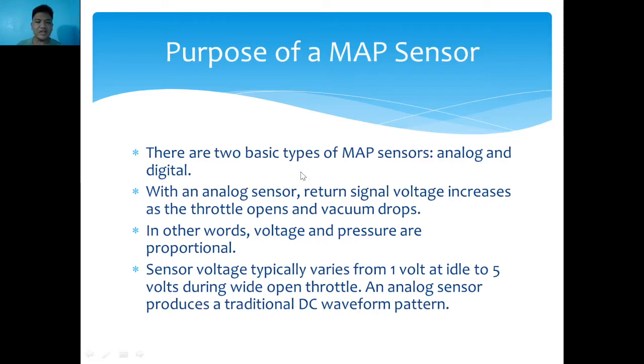So as we have read, it means that an analog type, just like in the previous lesson on the throttle position sensor, only gives voltage signals to the ECU to determine whether the pressure dropped or increased in the intake manifold.